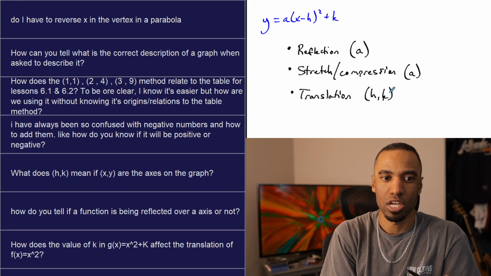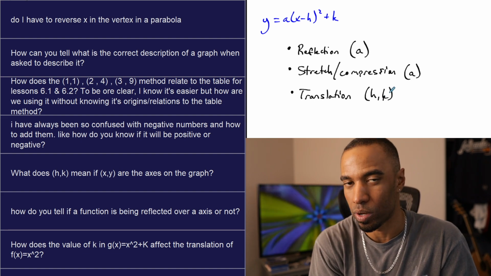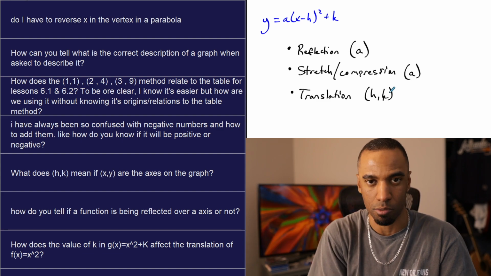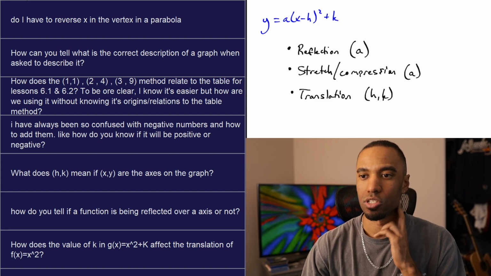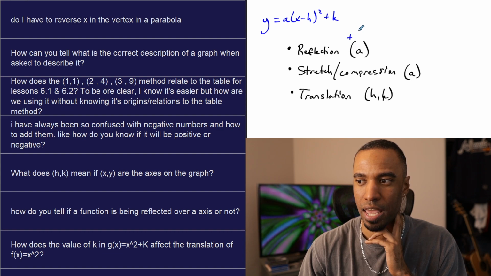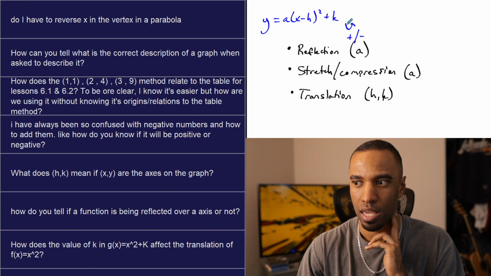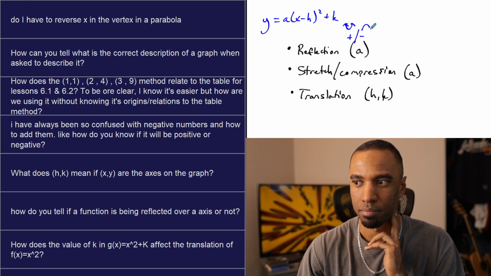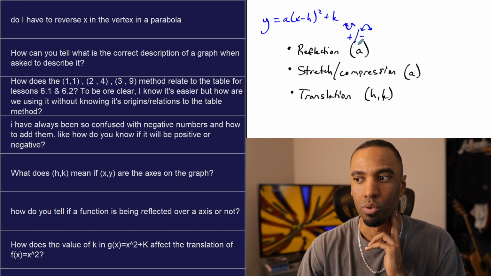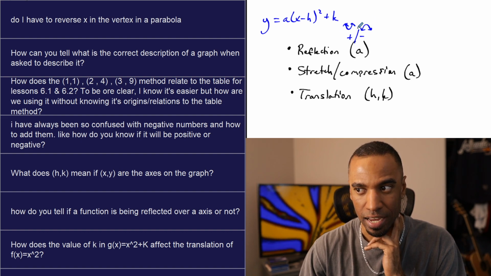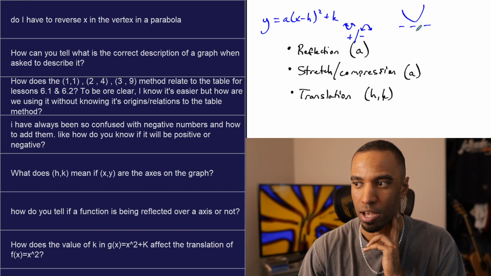So now it says, how can you tell what is the correct description? Because we did quizzes and tests where there's multiple choice and you have to match what's what. Reflection is all based on whether you're a positive or negative sign on A. If it's positive, it's a right side up parabola. If it's negative, it's an upside down parabola. That's it. So you reflect across the x-axis when you go from something that's positive to something that's negative.